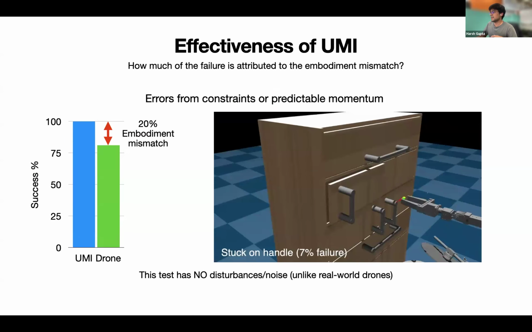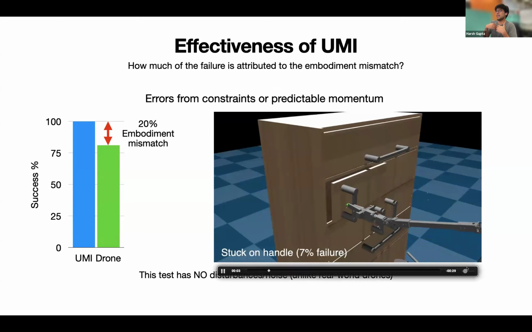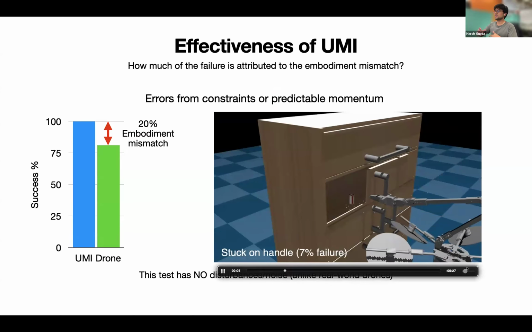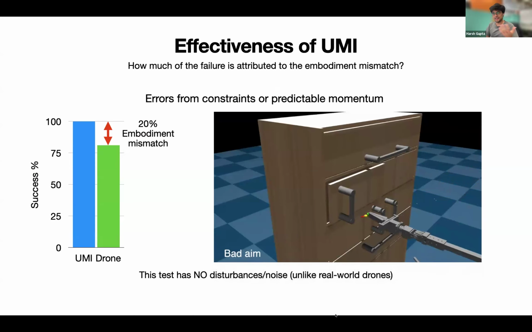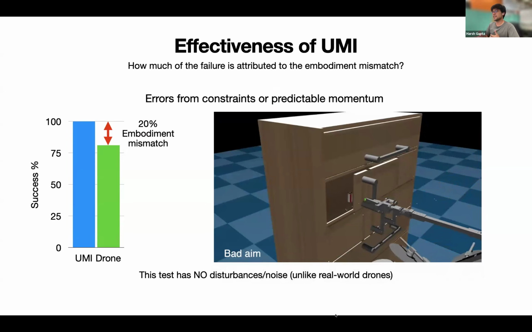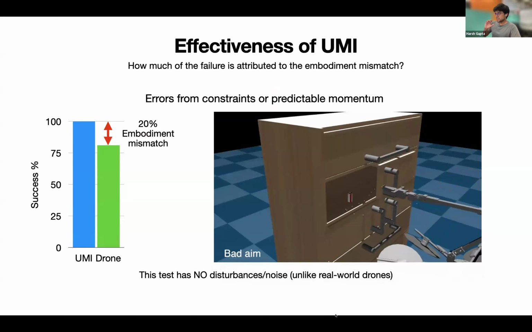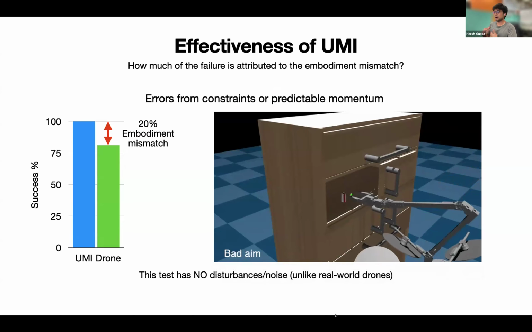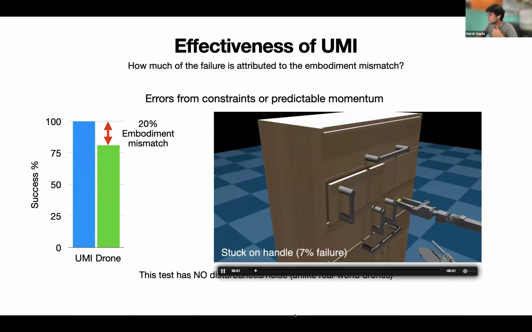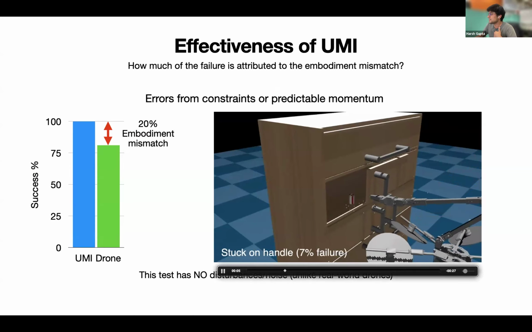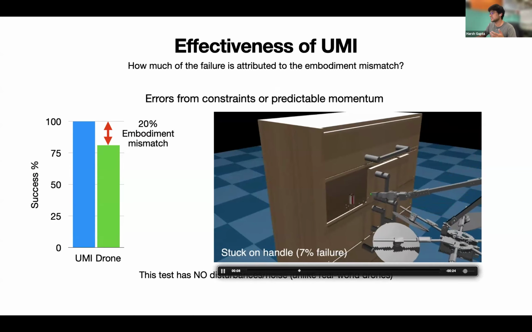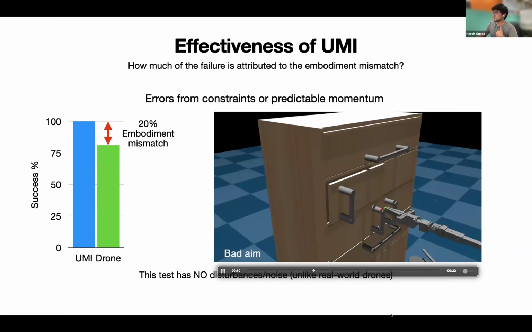It's interesting when you then transfer that exact policy to a drone environment, and you can see that it does not perform at the same level. There's at least a 20% embodiment mismatch. In this case, there are actually no disturbances or noise that the drone is experiencing, unlike what real drones experience. You can see some of the failure cases the drone ends up experiencing. Here, the drone gets stuck on the handle, and some of the failures come from there.